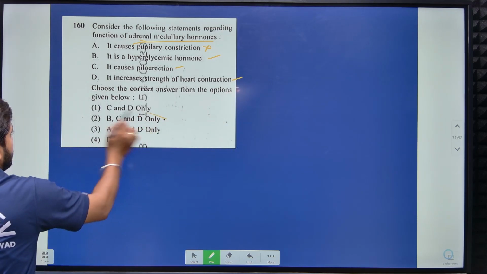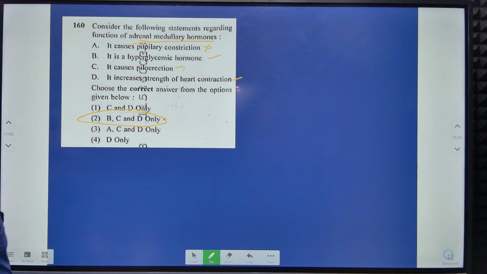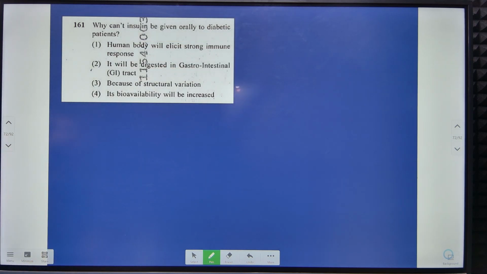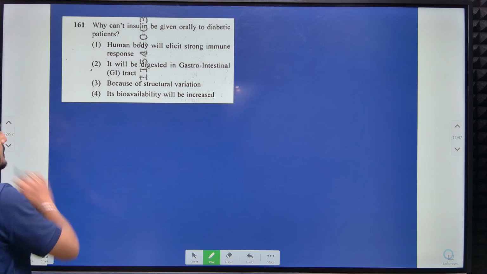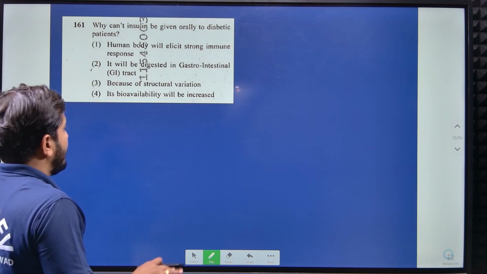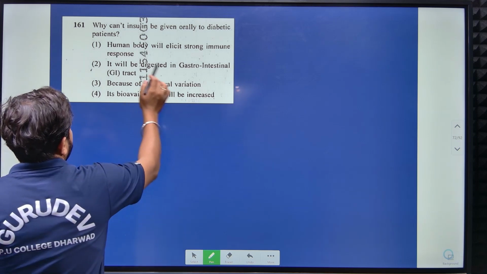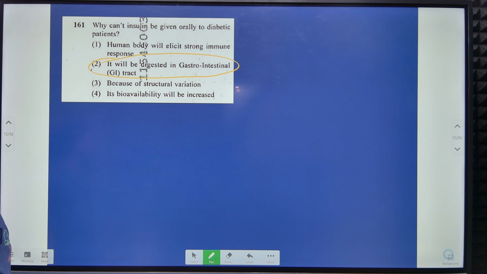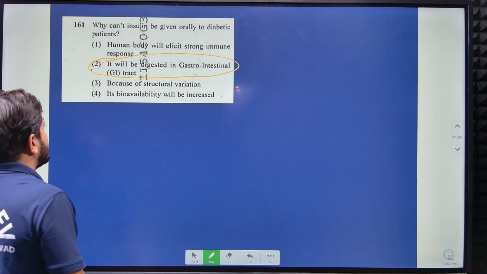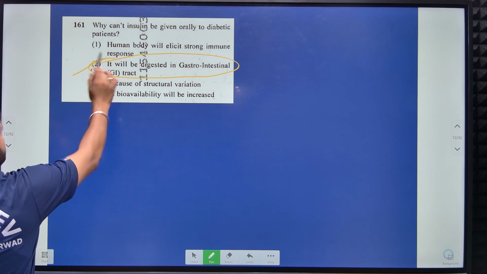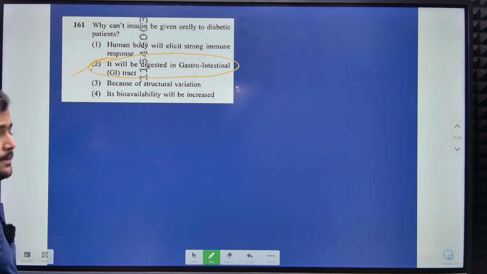So according to this, if I consider, option 2 is correct here, right? Then moving on to the next: why can't insulin be taken orally by diabetic patients? Because if we take insulin orally, it will be digested in the gastrointestinal tract, right? Because of that only we cannot take it orally. So here option 2 is correct, right?